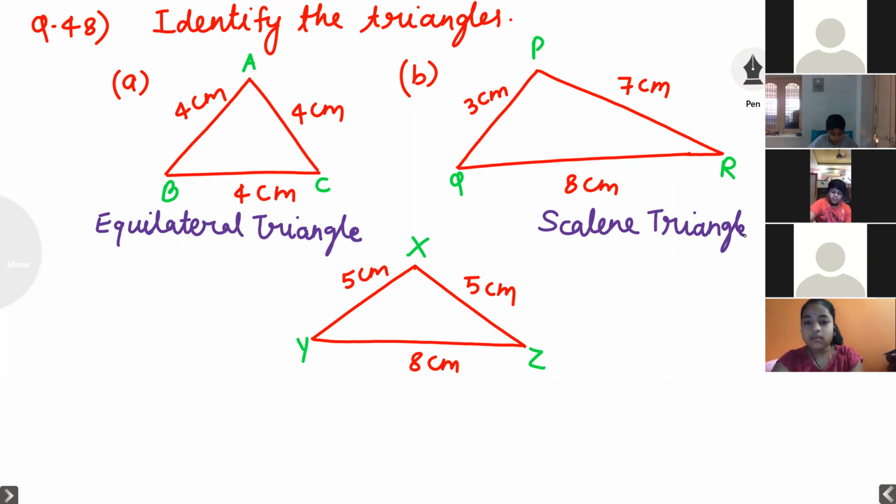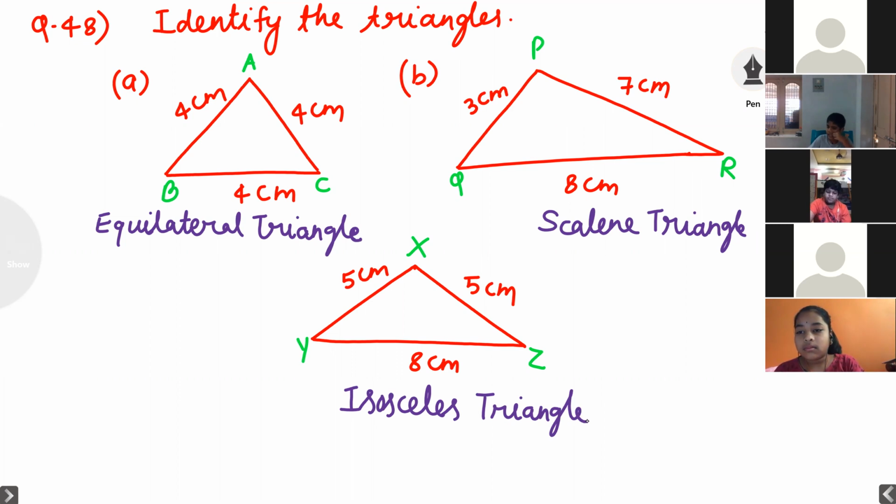Spelling check it, students. So many students are writing the spelling wrong. Scalene triangle. And the last one is what? Only two sides are equal. Isosceles. Isosceles triangle. I hope you are getting my point. This is types of triangles on the basis of sides.